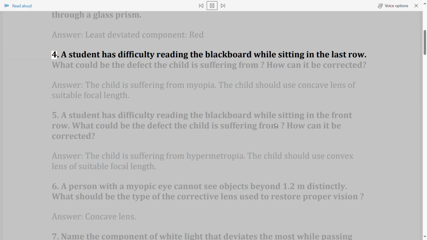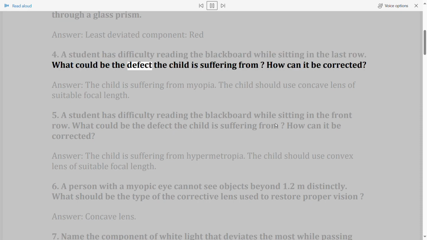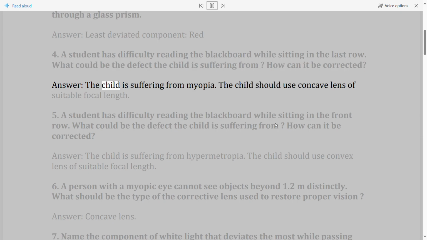4. A student has difficulty reading the blackboard while sitting in the last row. What could be the defect the child is suffering from? How can it be corrected? Answer. The child is suffering from myopia. The child should use concave lens of suitable focal length.